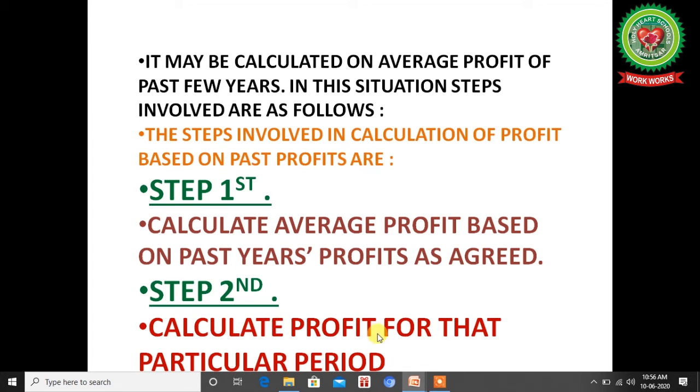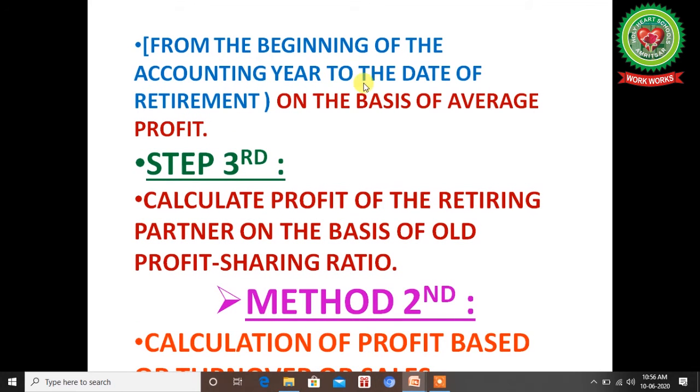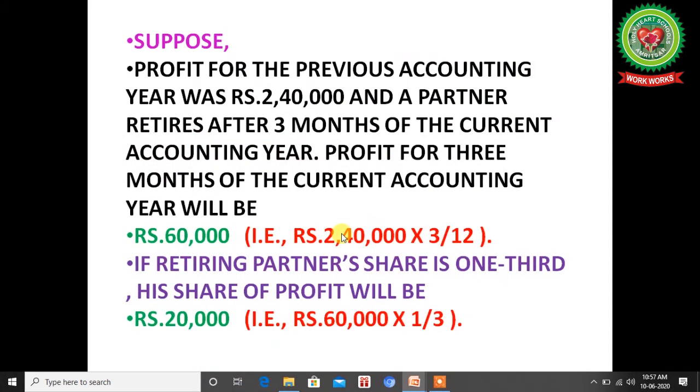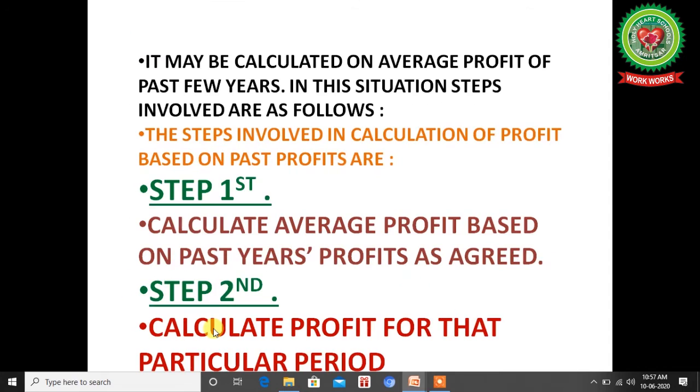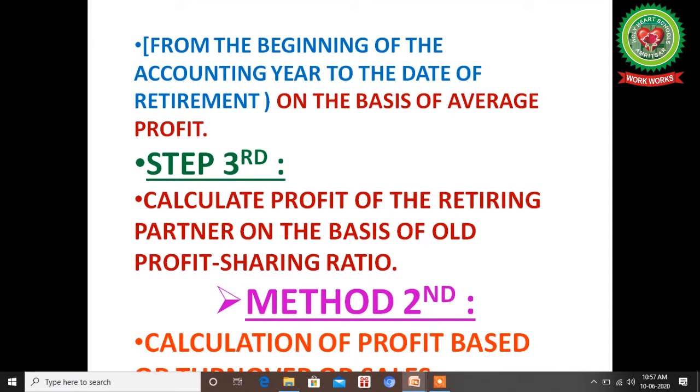In the second step, calculate the profit for that particular period, from the beginning of the accounting year to the date of retirement, on the basis of average profit. Likewise, in our previous example, the profit was 60,000. In the third step, calculate the profit of the retiring partner on the basis of the profit sharing ratio, 20,000 in my previous example. So in this way, on the basis of time, you can calculate the profit.